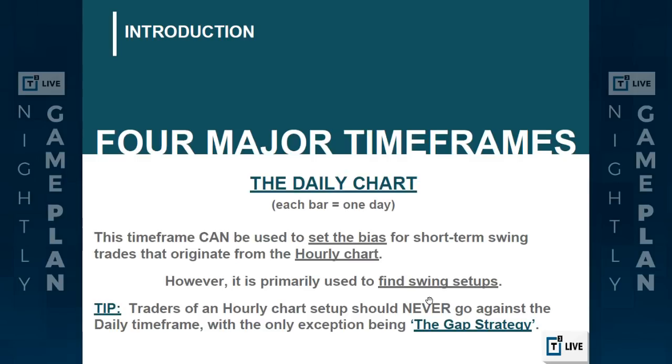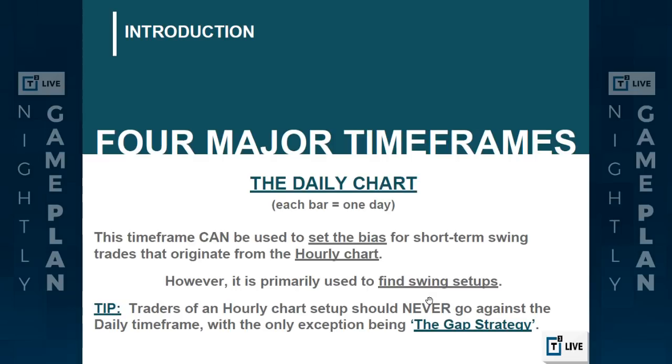this time frame can be used to set the bias for short-term swing trades that originate from the hourly chart. However, it is primarily used to find swing setups. It's the main time frame. Basically, if you're looking at a swing setup, the first thing I'm going to ask you for, or the first thing we're going to look at, is the daily time frame. Is there a pattern on the daily chart? If there isn't, I'm moving on. I'm waiting for it to set up maybe. But that's the main time frame.